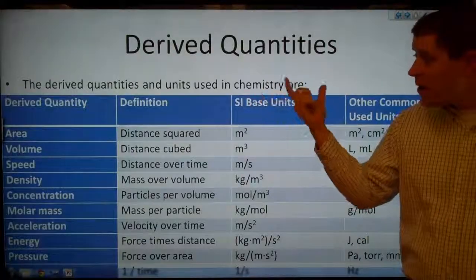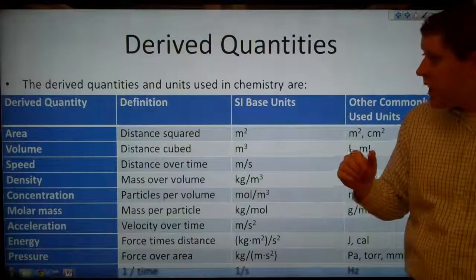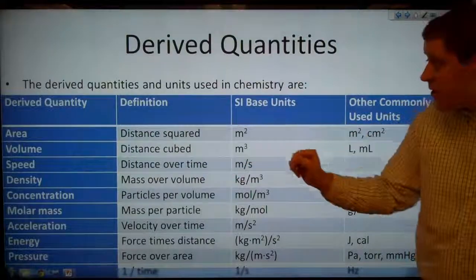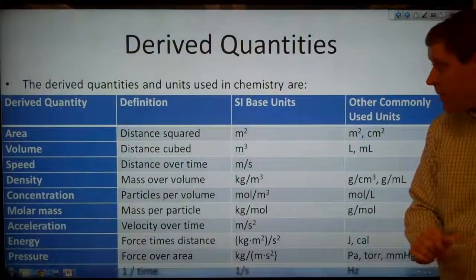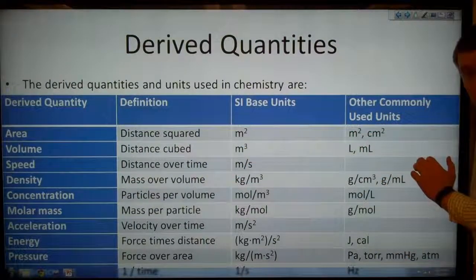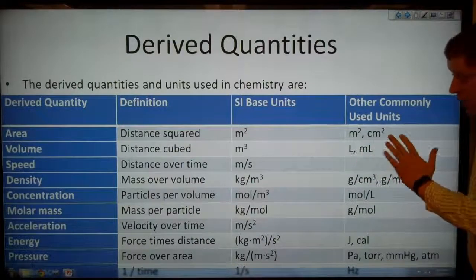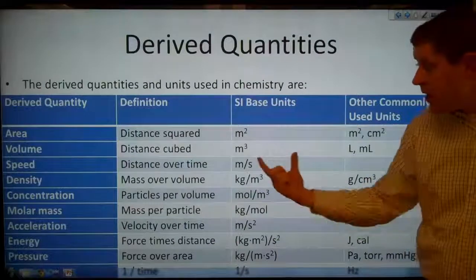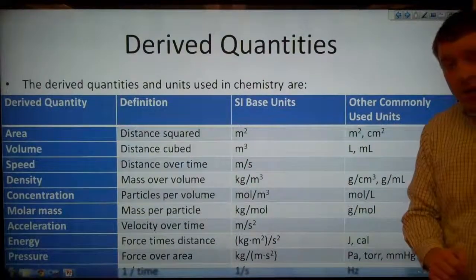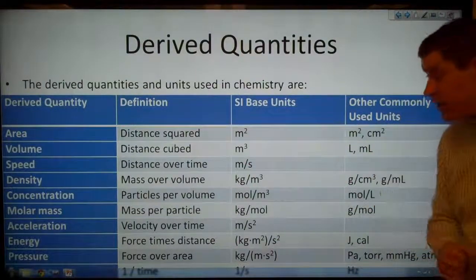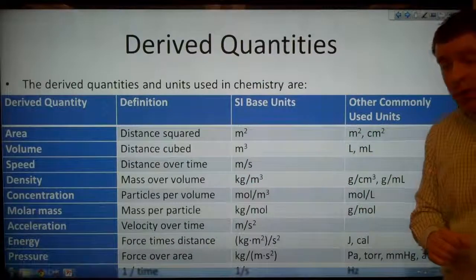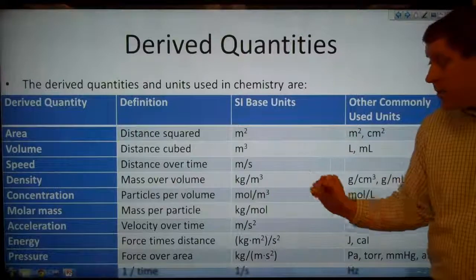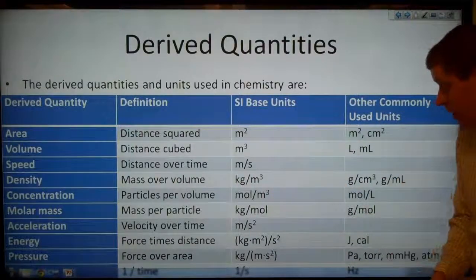The derived quantities and units that are often used in chemistry are here. We have area, which is a distance squared. We measure that in meters squared. And then over here we've got some other commonly used units. We've got meters squared and centimeters squared. Volume is a distance cubed. We usually write that either as meters cubed or as liters or milliliters, sometimes as cubic centimeters. Speed is a distance over time. That's generally meters per second.